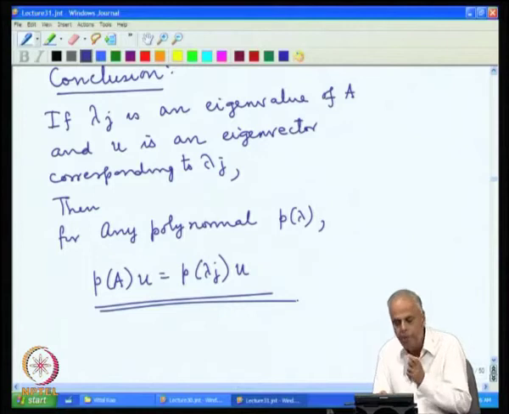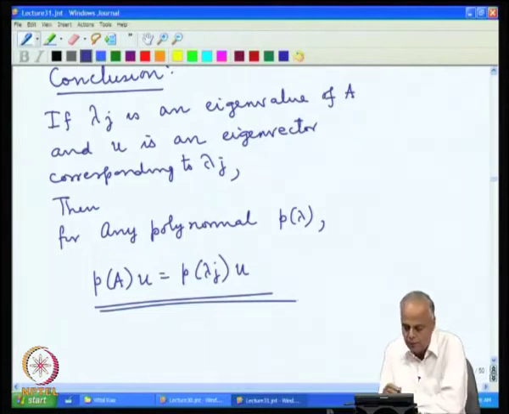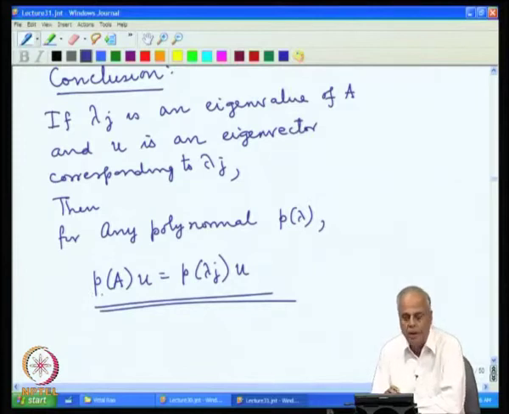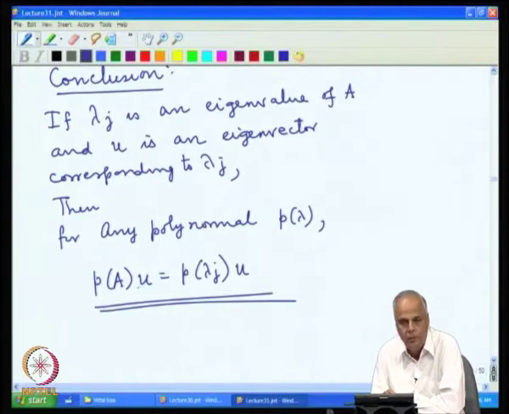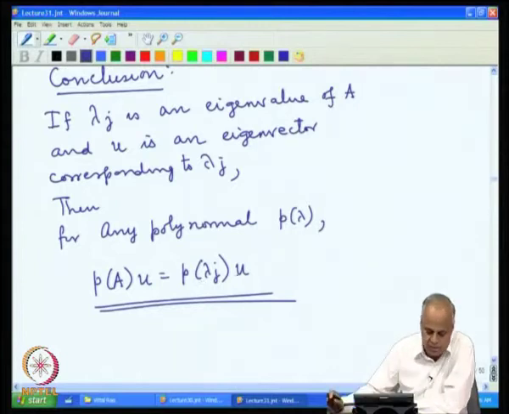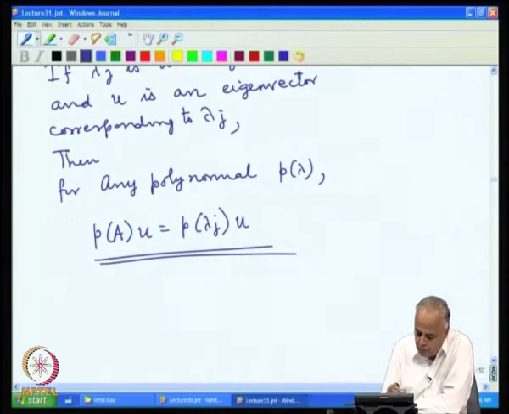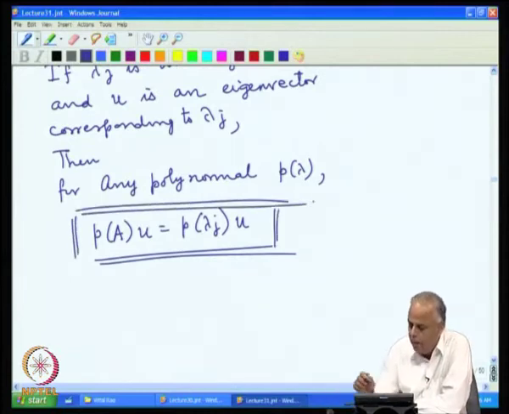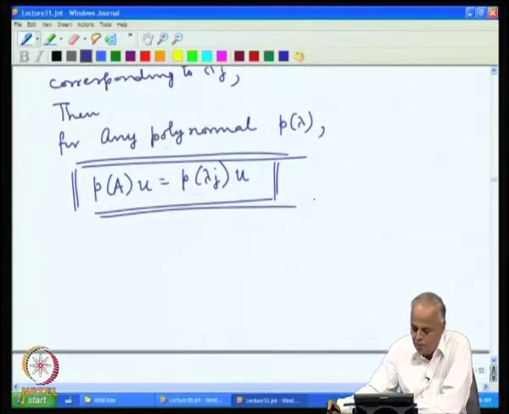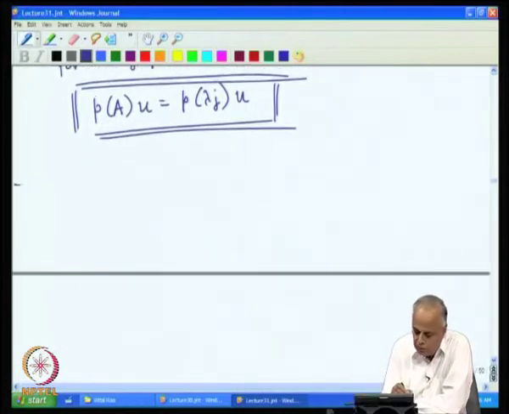This is a very important identity, because it says the computation over the matrix, calculating the polynomial matrix's action on u, is a very simple action. You have to simply calculate the value of the polynomial at the eigenvalue and multiply it with the vector u. So, this is a very nice simple identity regarding eigenvalues, eigenvectors and polynomials. How do we use this?